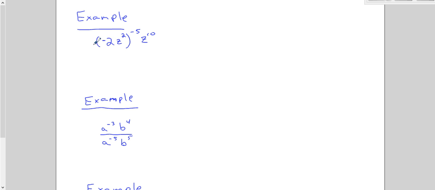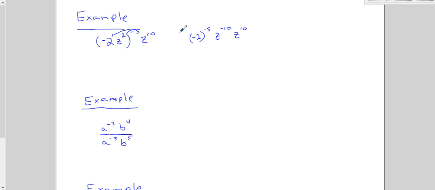Okay, let's look at this example. I've got negative 2 times z squared in parentheses to the negative fifth, and then z to the 10th over here by itself. So let's look at what we need to do here. This negative 5 needs to go over here and affect the exponent on negative 2, which is a 1. And negative 5 is also going to affect the exponent on the z. So I'm going to have negative 2 to the negative fifth power, and then z to the negative 10, and I have z to the positive 10.